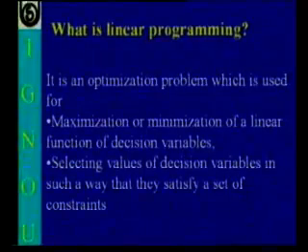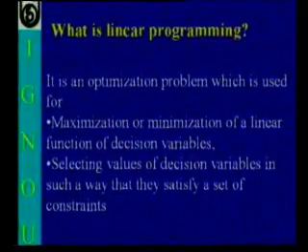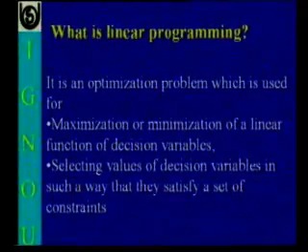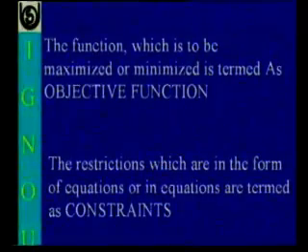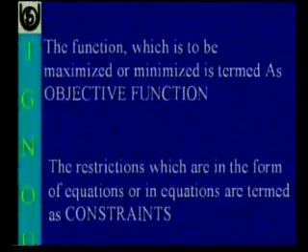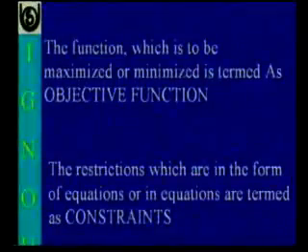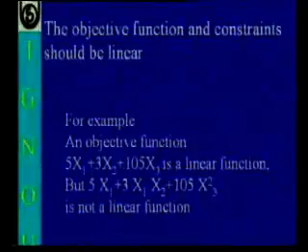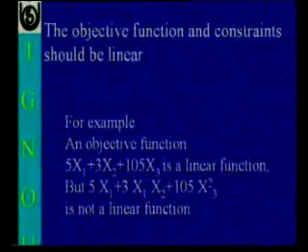Now, what is the LP problem? It is an optimization problem which is used for maximization or minimization of a linear function of decision variables. Here we select the decision variables in such a way that they satisfy a set of constraints. The function which is to be maximized or minimized is termed the objective function. Similarly, the restrictions which are in the form of equations or inequations are termed constraints. Here we are dealing with equations, functions or constraints which are linear in nature.